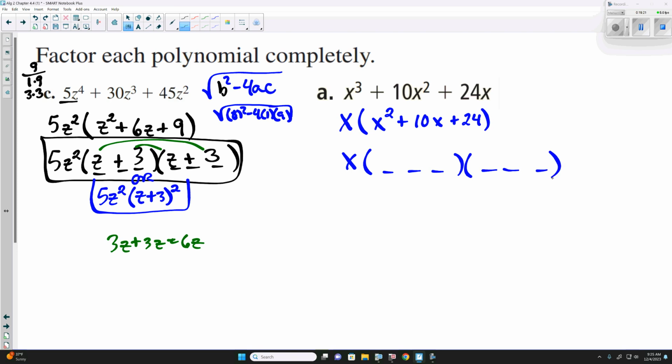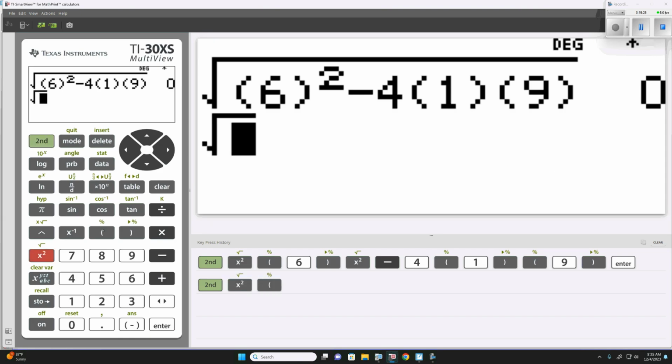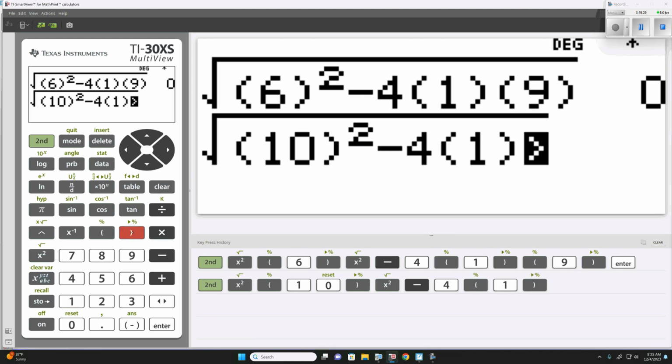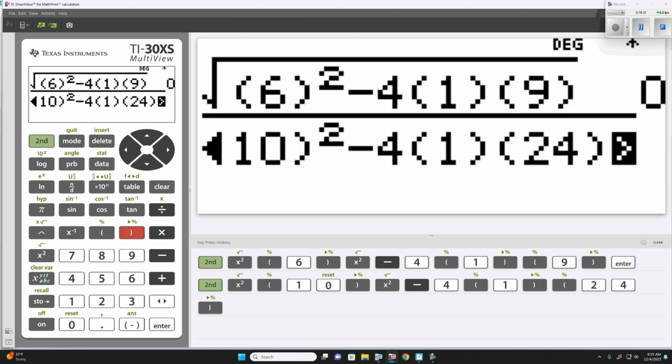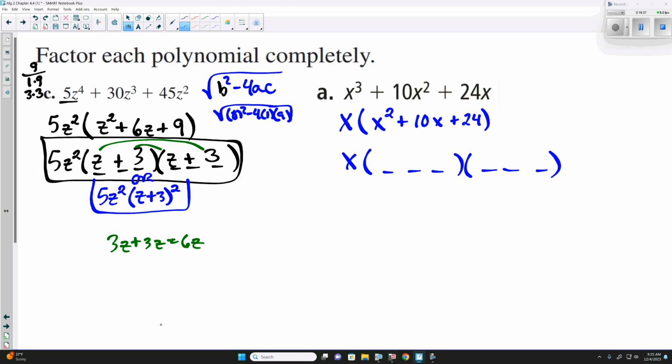We could try plugging this into the calculator, see? Square root of 10 squared minus 4 times 1 times 24 gives us 2. So it is factorable.